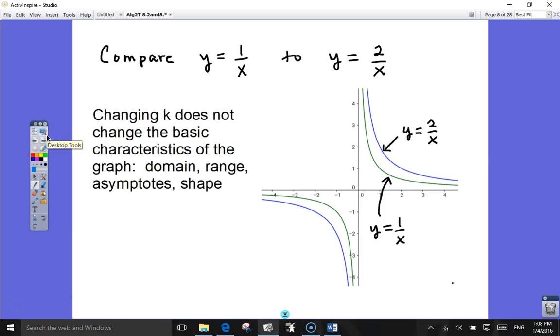I'm going to show that if I compare 1 over x to 2 over x, it clearly changes the graph a little bit, but it's still essentially the same shape. It still has asymptotes on the y-axis and the x-axis. The graph still is in quadrant 1 and quadrant 3, and it's veering off towards the asymptotes on both sides. The domain and range would be the same. So for us, it doesn't make a lot of difference what the constant in the numerator is. For all the things we're really looking to get out of these, it's the same: domain, range, asymptotes, the basic shape.